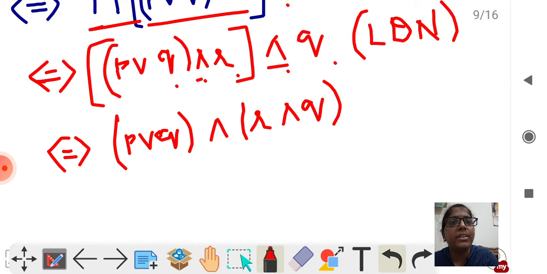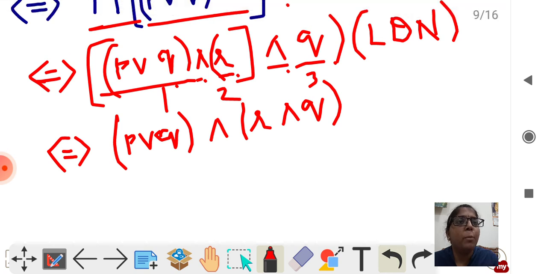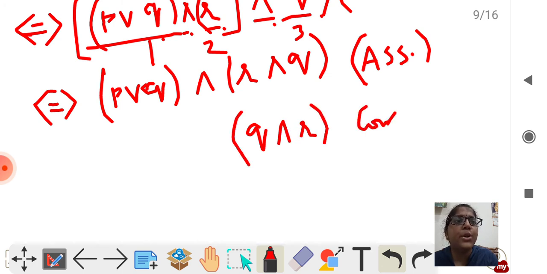Here we have the same thing, three elements. This is considered as a single element, this is the second element, this is the third one. So you can change the bracket here. So R and Q, by the associative law, we got this. R and Q is the same as Q and R. Which law is it? It is nothing but the commutative law. So by the commutative law, R and Q is the same as Q and R.